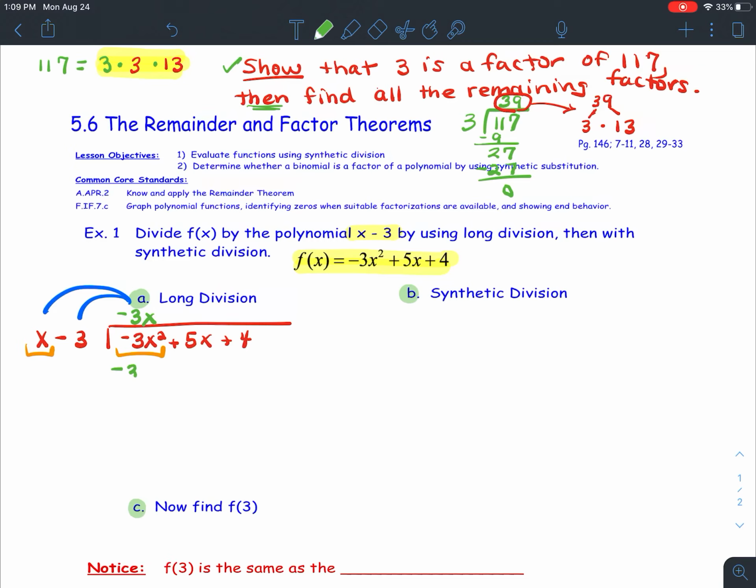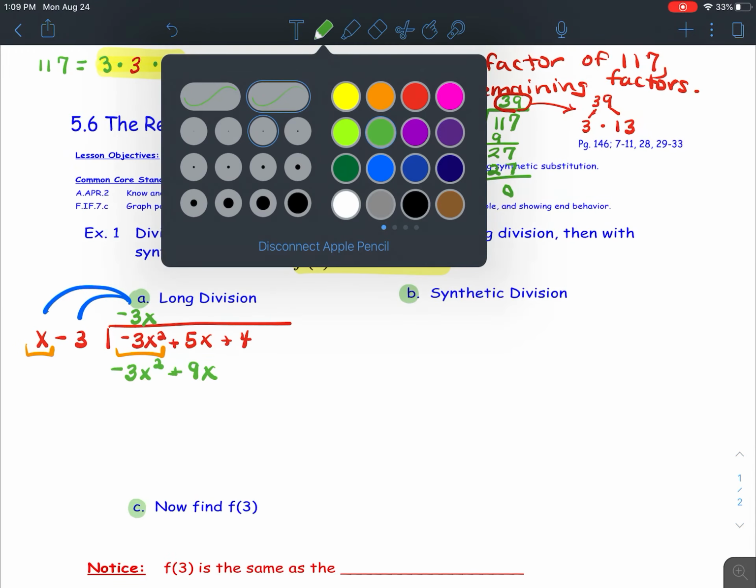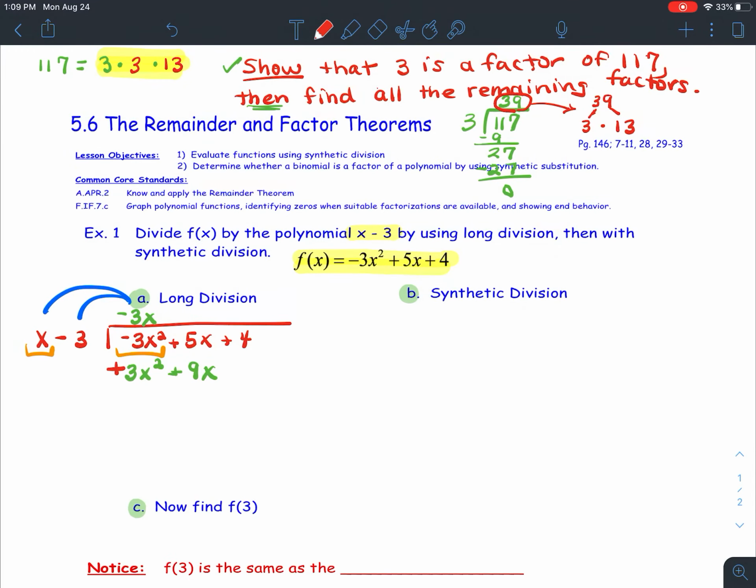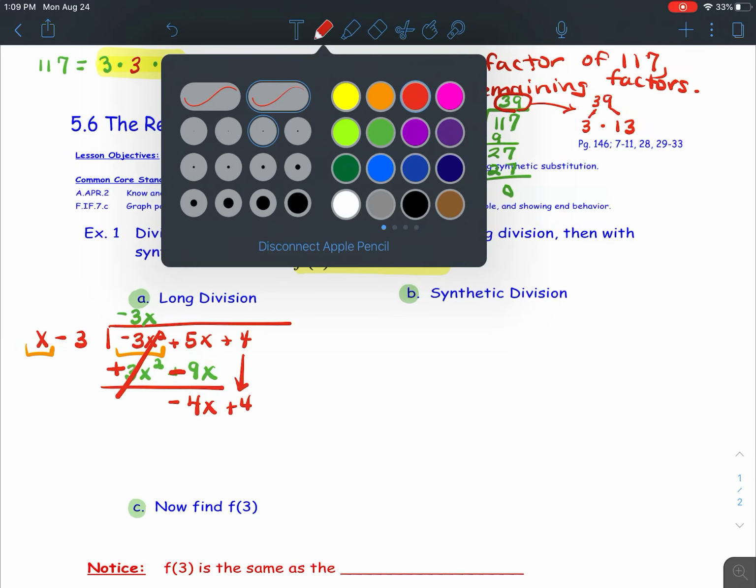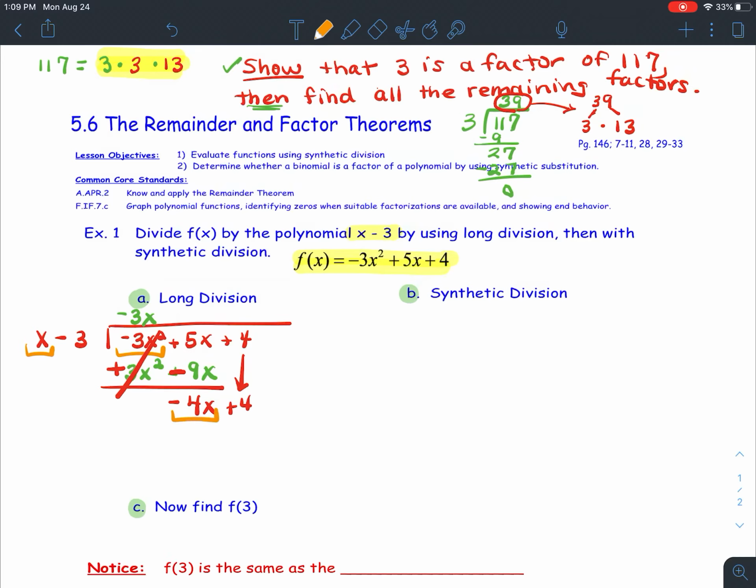Remember we then distribute and multiply that negative 3x times the x. That would give us negative 3x squared, and then negative 3x times a negative 3 would give us 9. With long division, this is when we flip the signs, so that becomes positive, this becomes negative, we add down, this cancels, we get negative 4x, we drop down the next term, and we're ready to go through this cycle one more time.